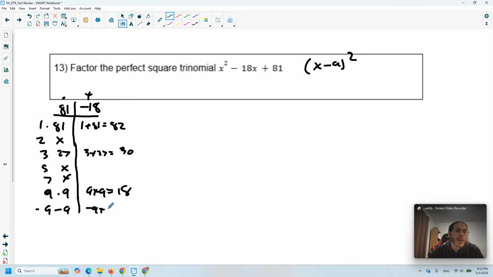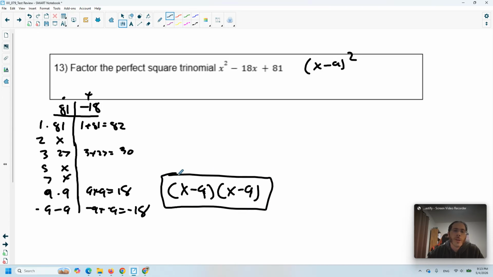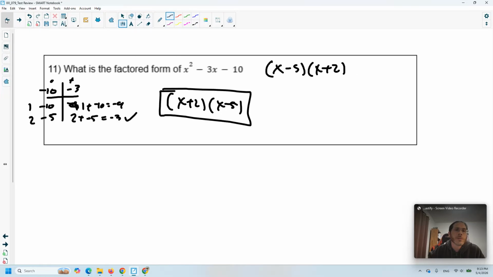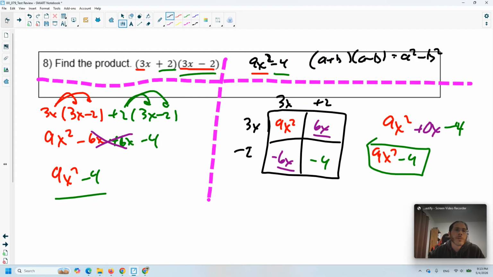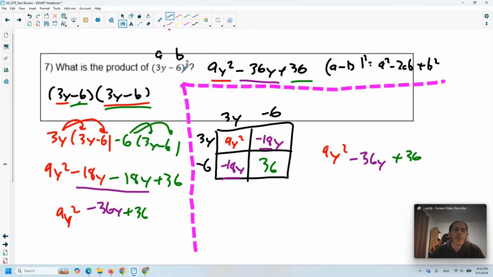So negative 9 plus negative 9 is negative 18. And so I can get my other form of the answer, x minus 9 times x minus 9. Because I got 2 of them. Again, it's shorter to just write it as squared, but you can write it like this. So how did I do this one so fast? Well, this one is just like this. So we can see I've got this special form here where the middle is double.